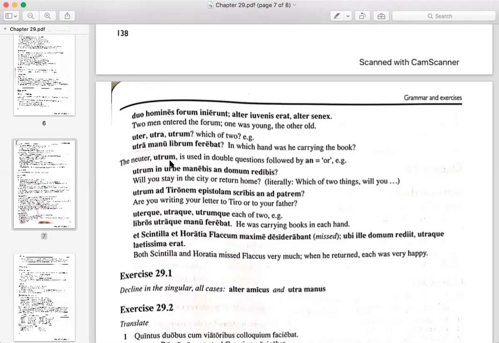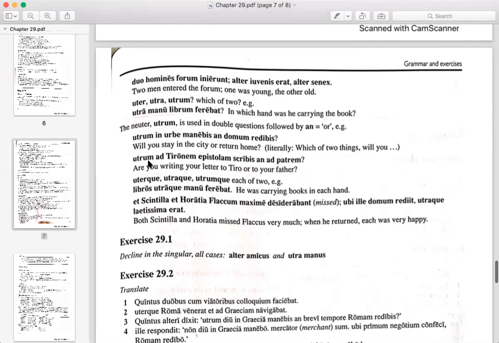The neuter utrum is used in double questions followed by an, which means or. So will you stay in the city or will you return home? In this type of translation, the utrum is not necessarily translated, but it indicates to you that you're going to have a question with two options in it. It's fine to do it that way. You can do it literally, which of these two things, to set it up to indicate that you know what utrum means, but just rendering it as a question with two options is going to be fine for our purposes.